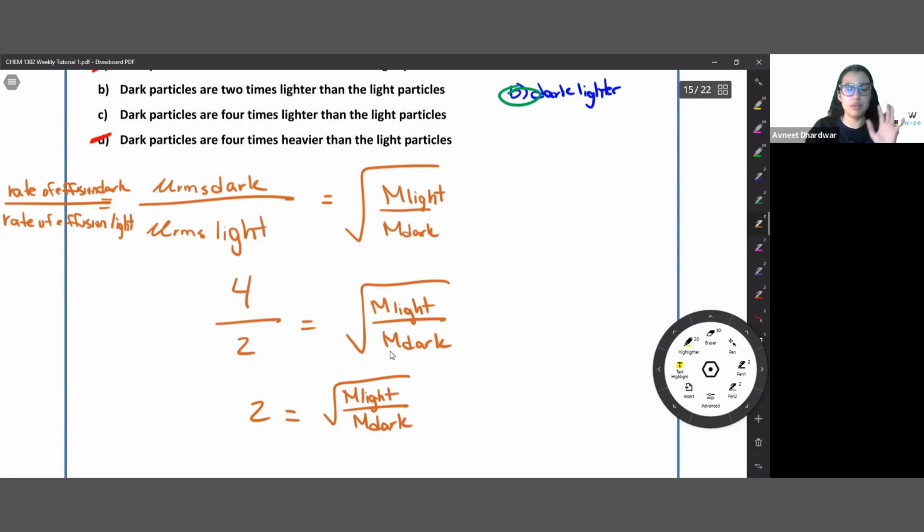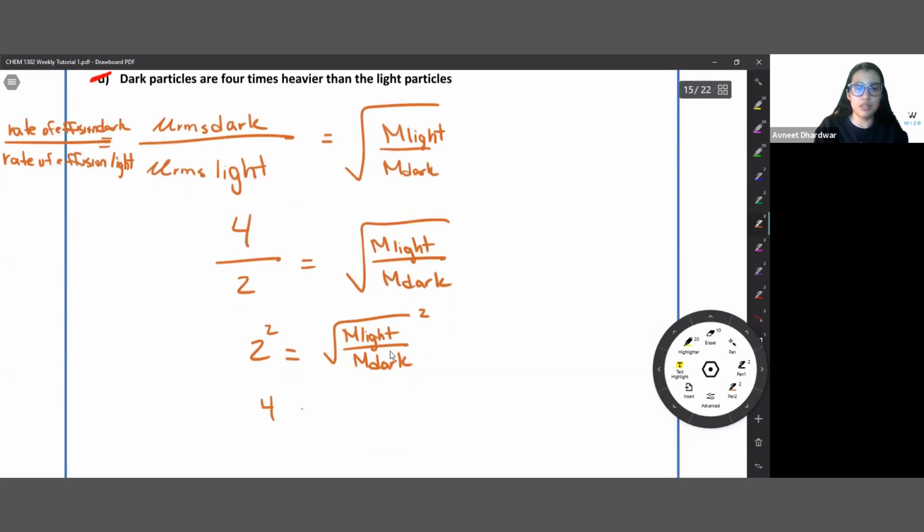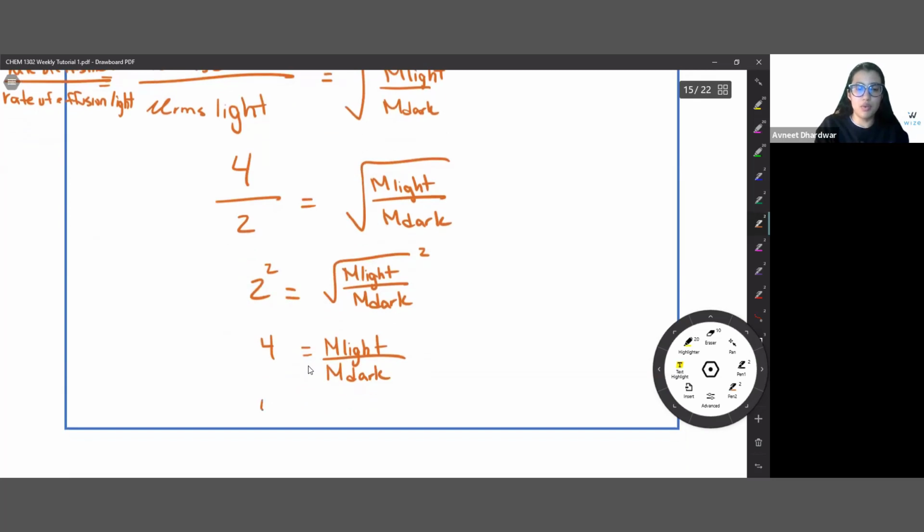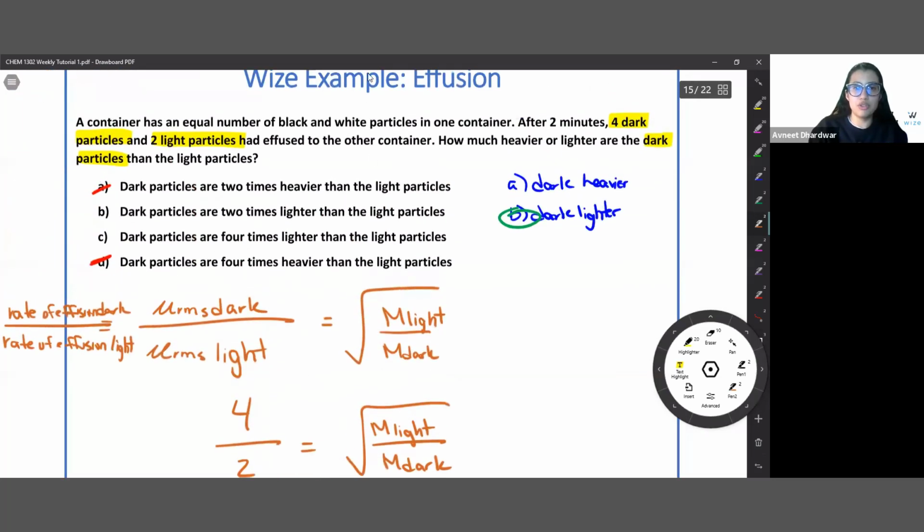Okay, but I still have to relate them in some way. So let's do 2 squared and square the right side to get rid of the square root. So we now have 4 is equal to the molar mass of the light over the molar mass of the dark particles. And so now I can see that 4 times the molar mass of the dark particles is equal to the molar mass of the light particles. So given that information, now see if you can decide on what the answer should be.